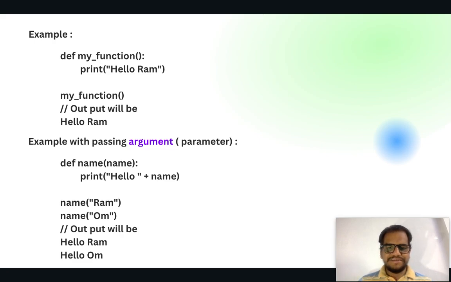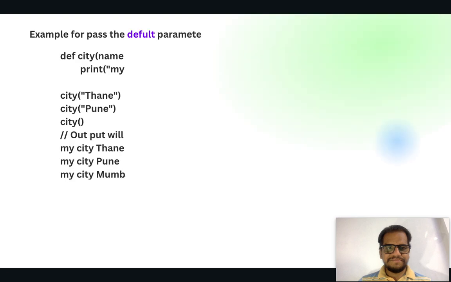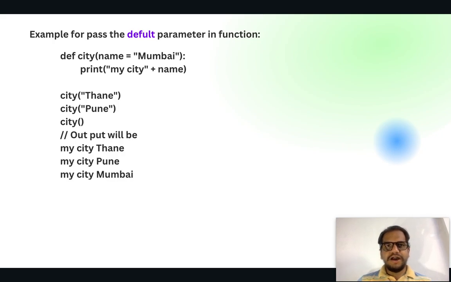Okay, we will learn the next example. Pass the default parameter in a function. So what is the meaning of default parameter? First of all, suppose I am passing some arguments in a function, but sometimes I don't have any values to pass as an argument in a function. So at that time I need something default, like abc or something.